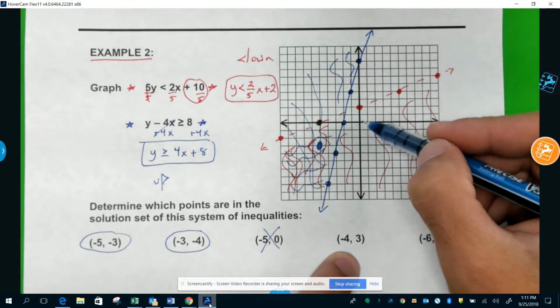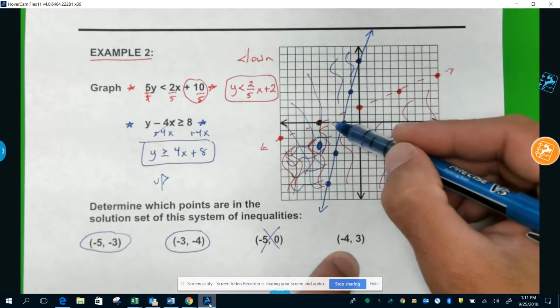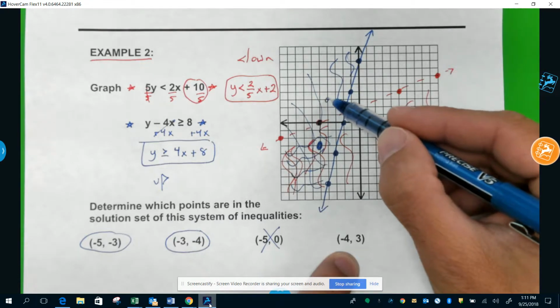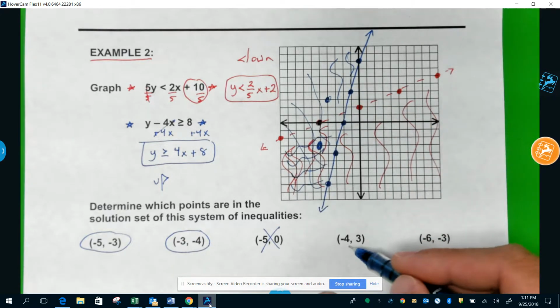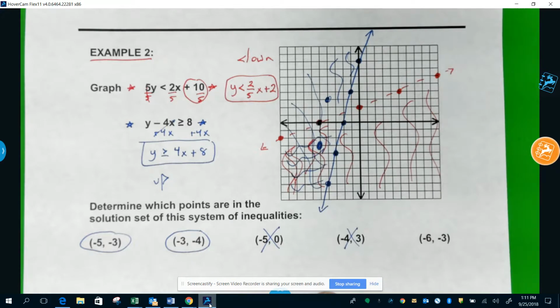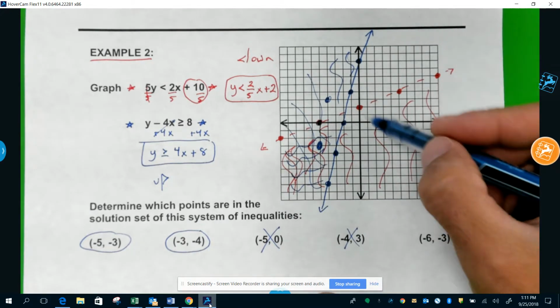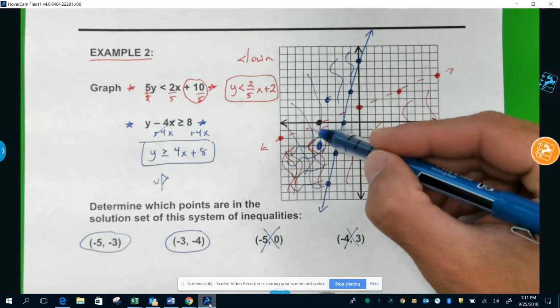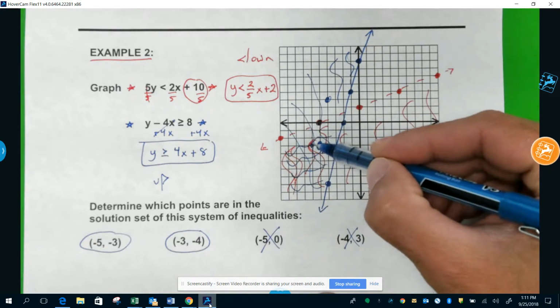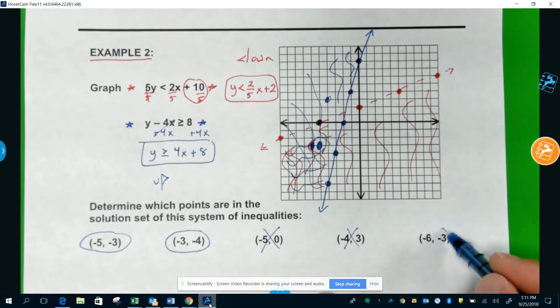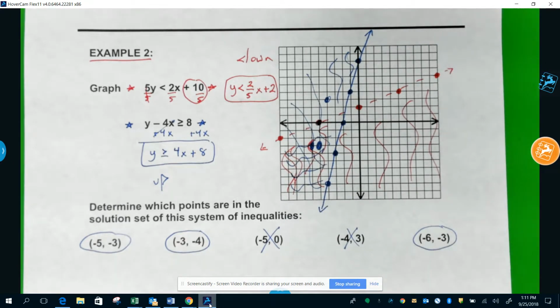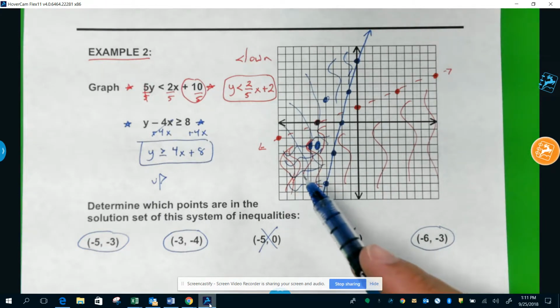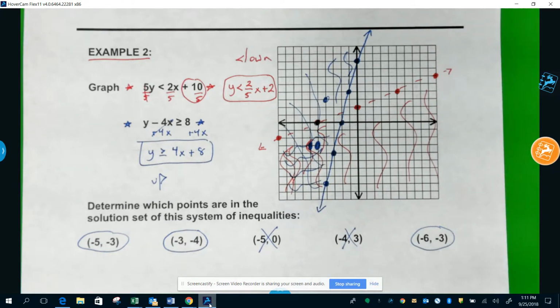Negative 4, positive 3. 1, negative 2, negative 3, negative 4. 1, 2, negative 4, positive 3 is up here. That is only in the blue shaded area. That does not count. Negative 6, negative 3. Negative 1, negative 2, negative 3, negative 4, negative 5, negative 6. Negative 6, negative 3 does fall in the double shaded area, so that is a good solution as well. Only good solutions are the ones that fall inside the double shaded area.